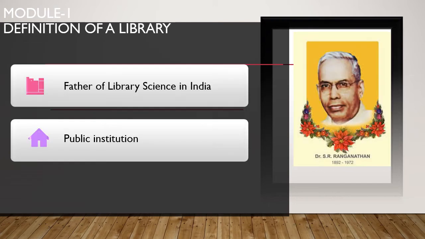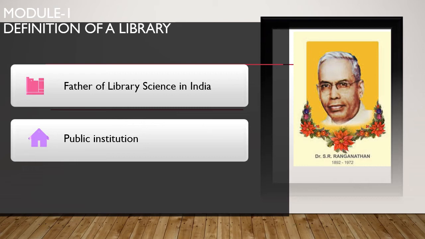Dr. S.R. Ranganathan is the father of library science in India. He describes the library as a public institution or establishment charged with the care of a collection of books and the duty of making them accessible to those who require using them. So what he states is that the library should not act as a storehouse of books, but they should lend the books. They should be used by the public so that the knowledge can be explored.